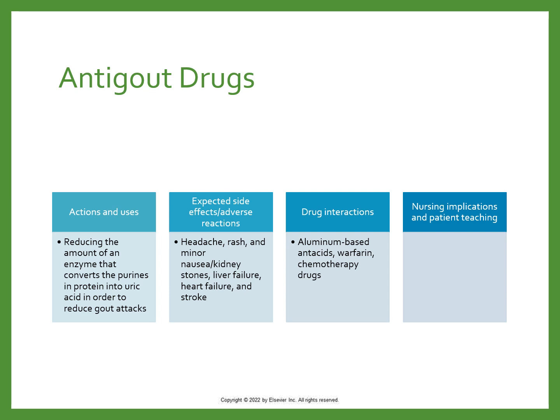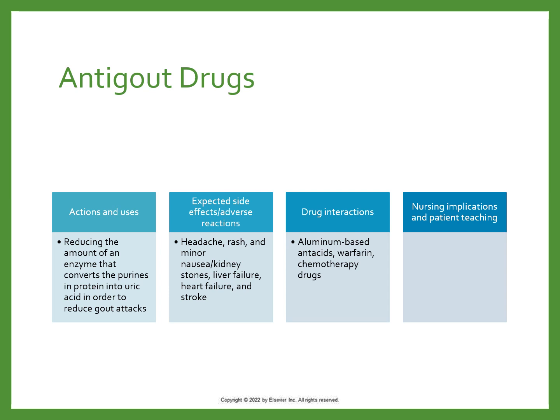The main use of anti-gout drugs is to prevent gout and shorten gout attacks. For gout prevention, they also must be taken daily. The most common side effects of allopurinol and febuxostat are headache, rash, and minor nausea. Teach patients to report increased gout symptoms. Gout flare-ups can be managed with NSAIDs or colchicine.